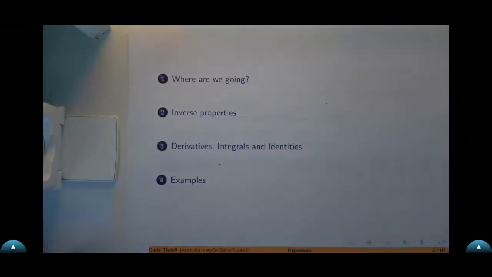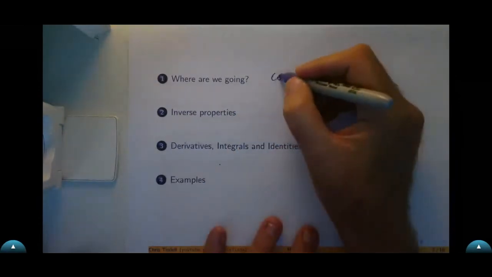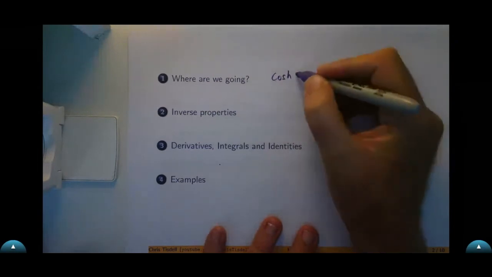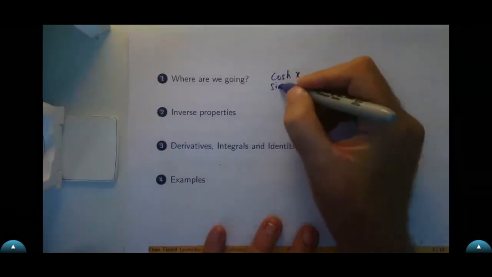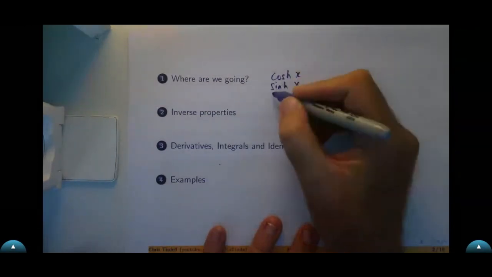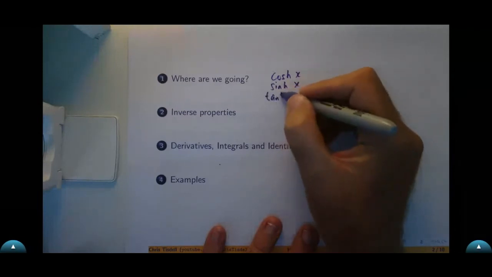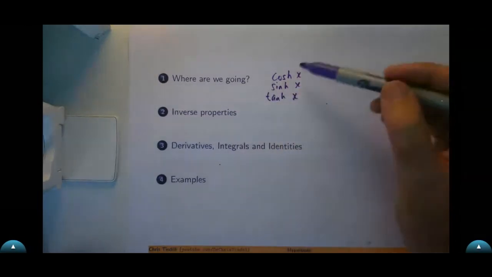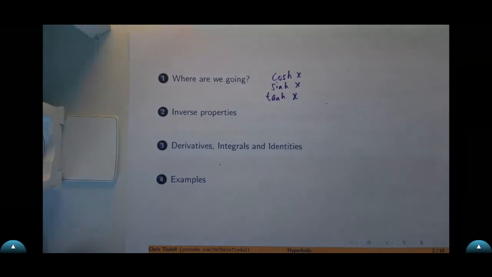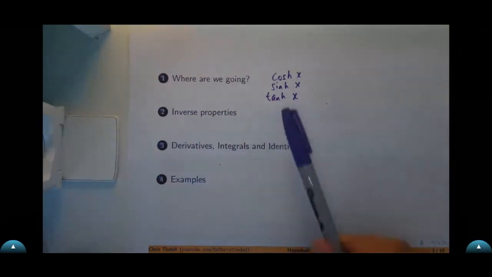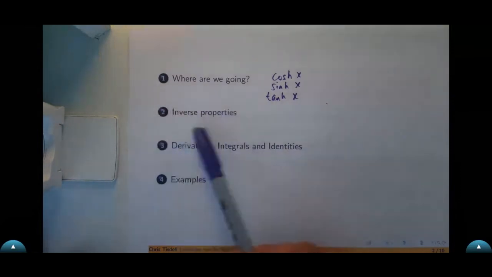In the previous lesson, we looked at things like cosh x, sinh x, and tanh x. So what about these functions? Do they have inverses? Can we differentiate? Can we integrate? And what are some interesting properties of the inverse of these functions? Okay, so that's the idea today.